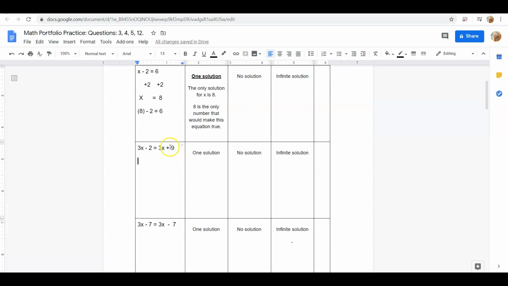It reads 3x, or 3 times x, minus 2. Whenever the variable is next to a number, you know it's multiplication, right? Equals 3 times x plus 9. The first thing that I see, and if I asked you what you notice, you'd probably say you notice that there's a 3x on both sides.